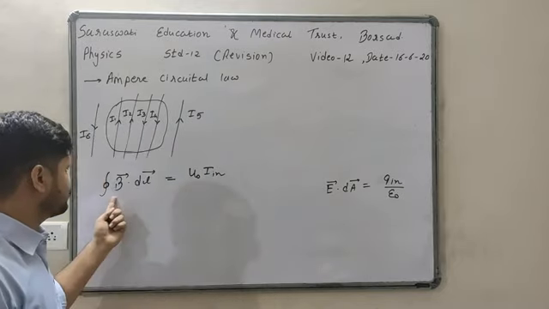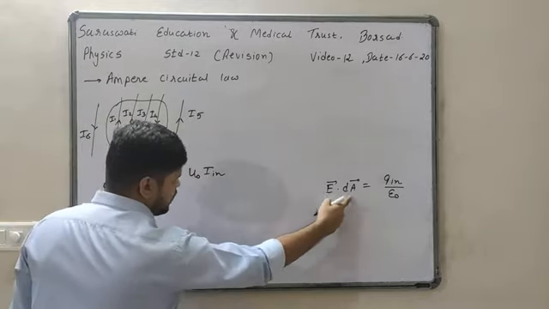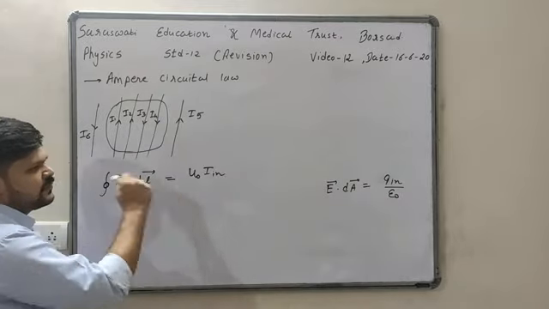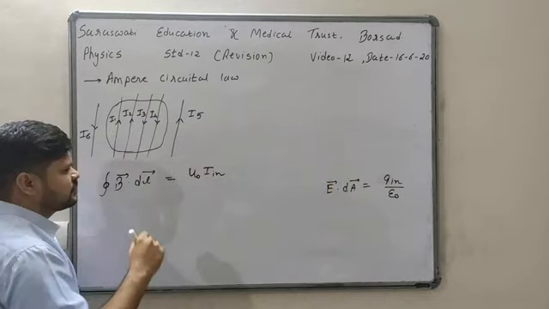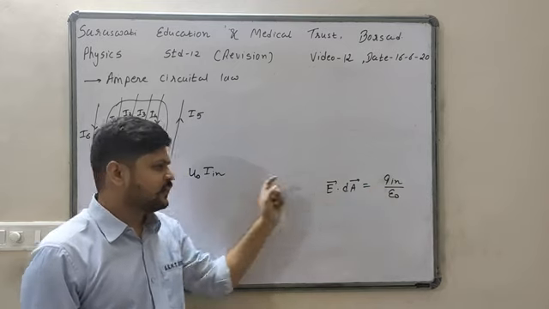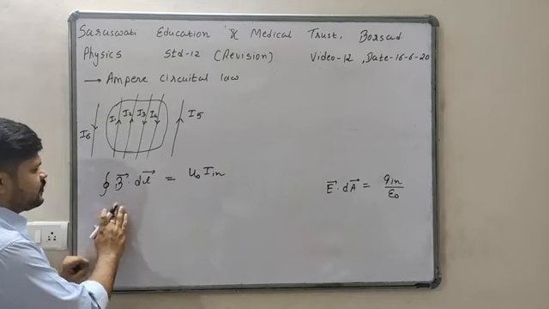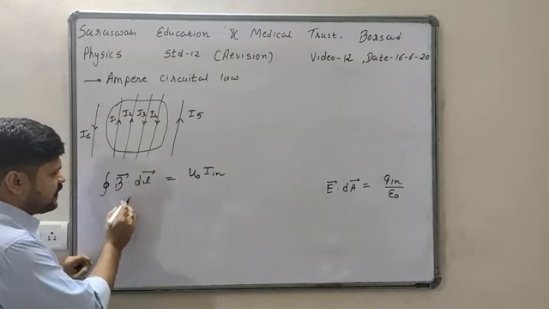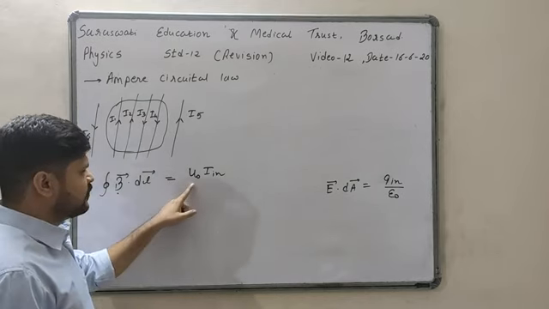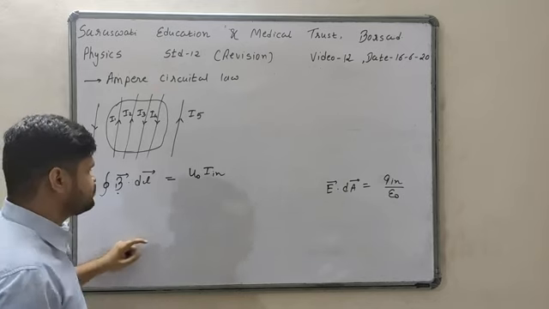See, here there is electric field, here magnetic field. Here there is area, here there is length. Here there is permittivity, here permeability. Here charge, and in place of charge there is current. Here Q in means only the charge that is enclosed by the surface. Here I in means only the current that is enclosed. So Ampere circuital law: the line integral of the magnetic field is equal to the product of the permeability of vacuum and the current enclosed by the surface.